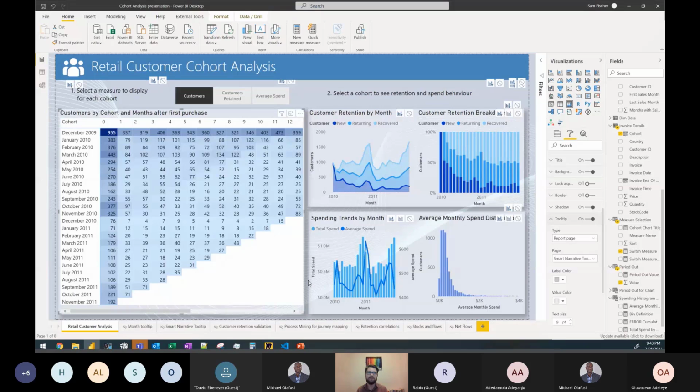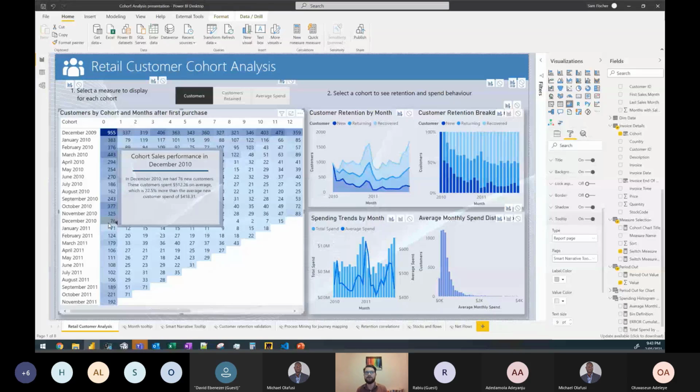And then we can look at the first month for some of our customers. Here we're looking at details for our customers who first started buying from us in December of 2010. It says in December of 2010, we had 76 new customers, and these customers spent $512 on average, which is 22.5% more than the average new customer spend of $418. And that's just for the first month there.